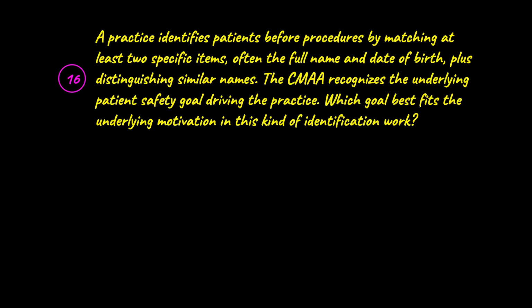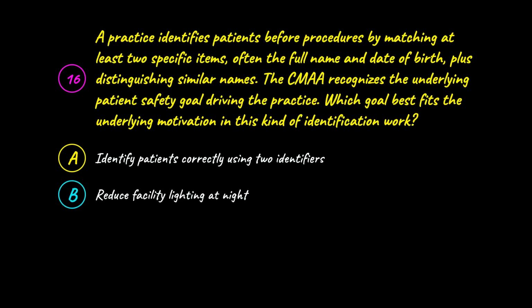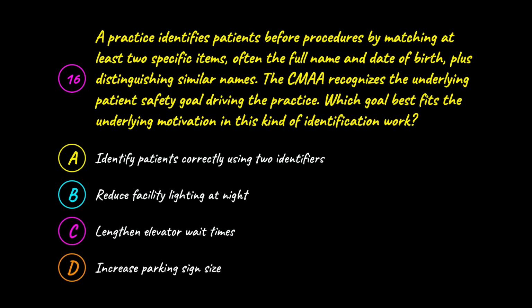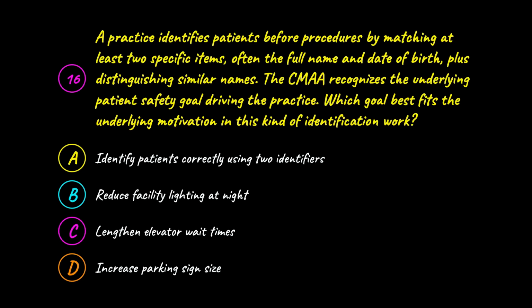Your options are: A. Identify patients correctly using 2 identifiers. B. Reduce facility lighting at night. C. Lengthen elevator wait times. D. Increase parking sign size. Got a guess? Lock it in.